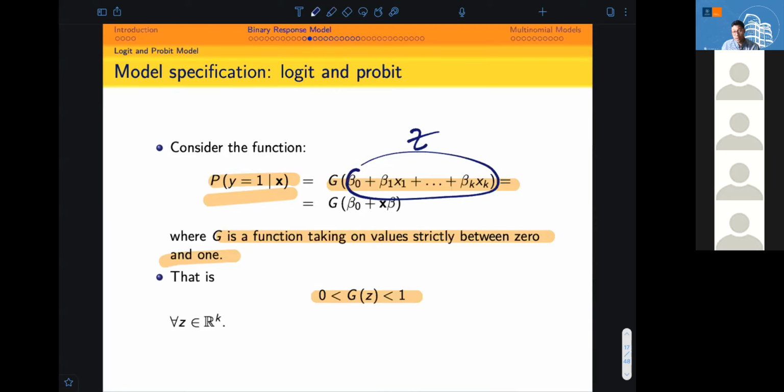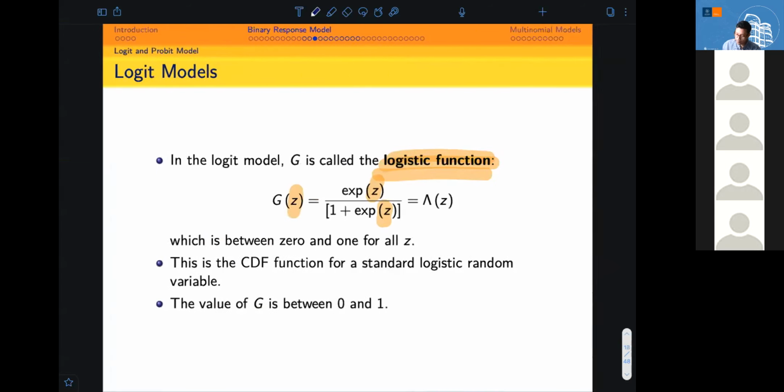So it's going to be relatively more straightforward if we write it as z instead of beta 0 plus beta 1 x1 plus beta 2 until beta k xk. All right, so again, this is the first thing that we need to address. In the linear probability model, the response probability could get higher than 1 or lower than 0. In the Logit model, it's always going to be between 0 and 1 for all values of z. In the next graph, we'll see that.